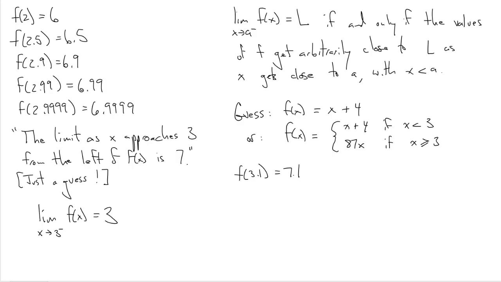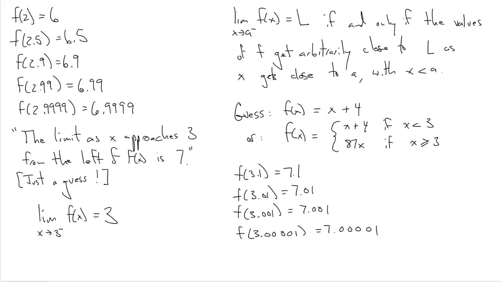Okay, for the same function f, suppose I tell you that f of 3.1 is equal to 7.1, and that f of 3.01 is equal to 7.01. And keeping on going like this, suppose that f of 3.001 is 7.001, and f of 3.00001 is, etc., 7.0001. I might have left out a zero there, but basically you get the idea.